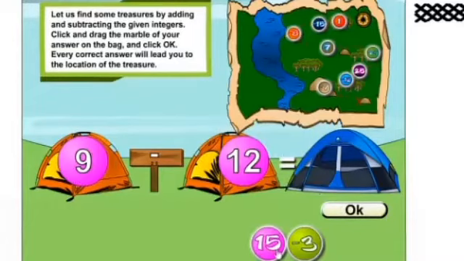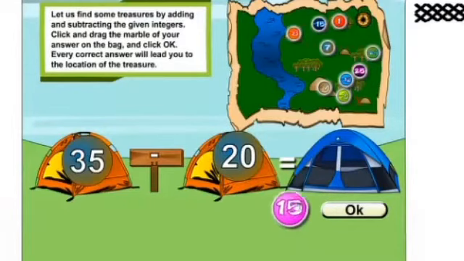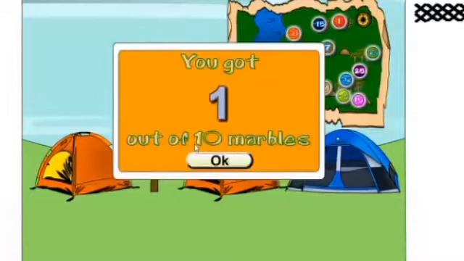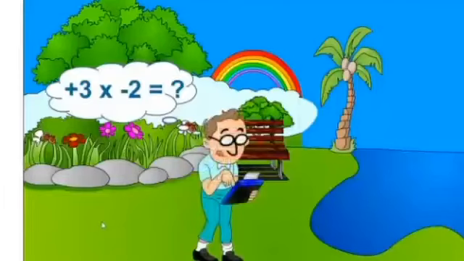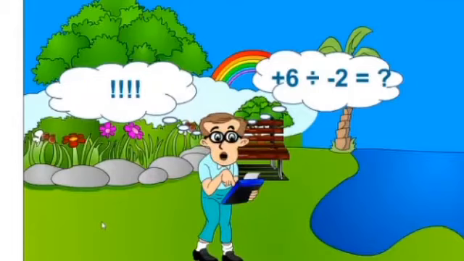9 minus 12. You have to change 12 to negative. Very good. It's negative 3. 35 minus 20. It's 15. Good job. You've got 10. Perfect score. Now let's proceed to multiplication and division of integers.